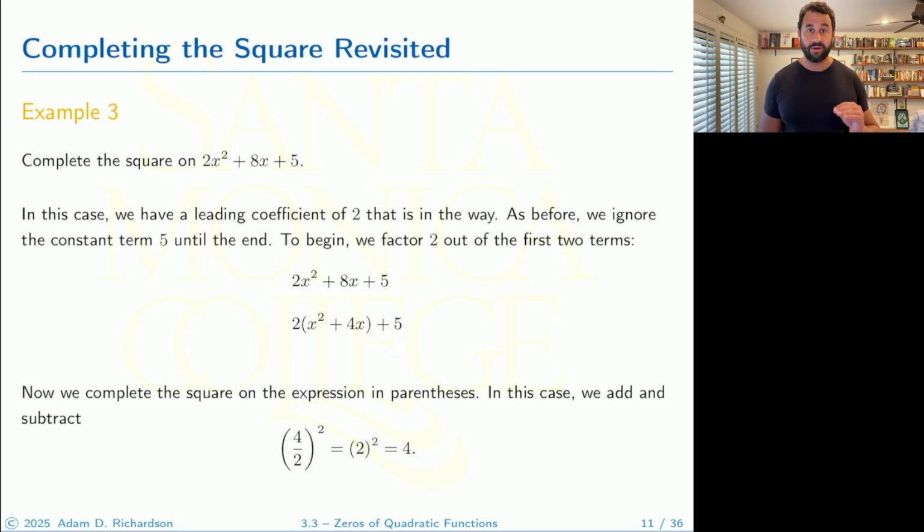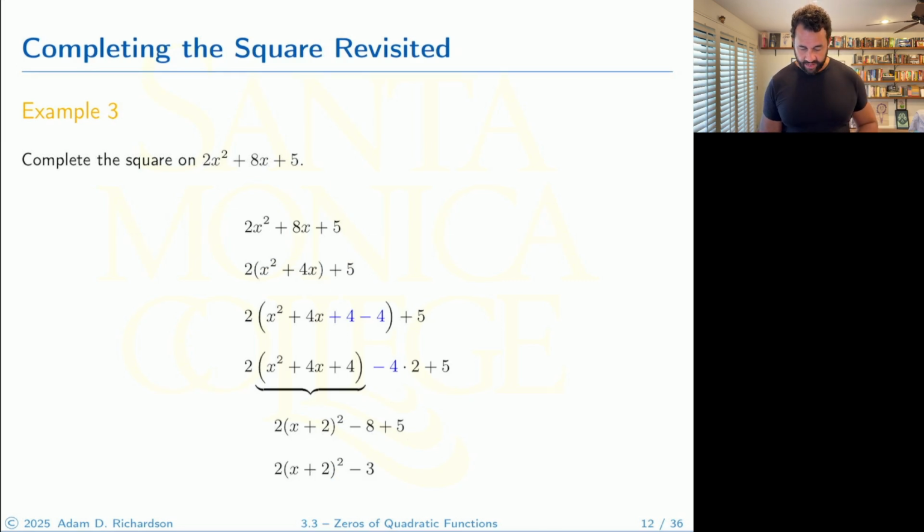We're going to add 0, right? So here we go. Here I'm adding 0 in a clever way. I'm going to add 4 and subtract 4. Now, the great part is this. This expression, that is a perfect square trinomial, so we can factor it using those factor forms. However, there's something else. We've got this little -4 that's kind of in the way, right? So we want to get that -4 out of the way.